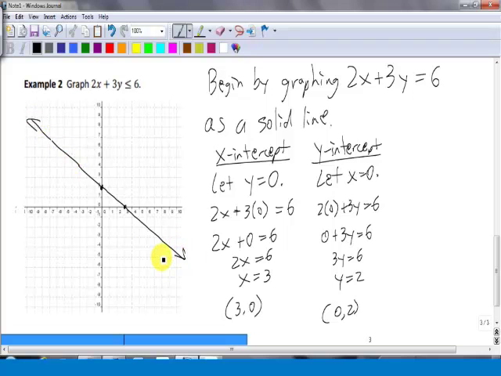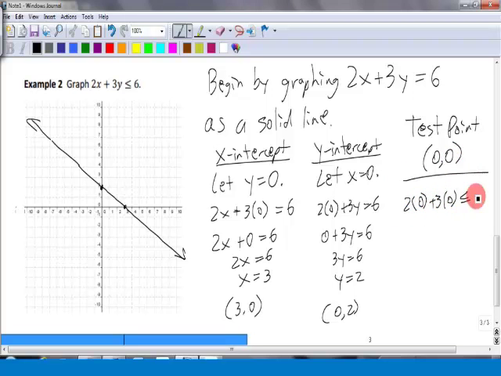Something like that. Solid line. In this case, the origin works nicely as the test point. You should feel free to use any point not on the line as a test point, but the origin is good here. Two times 0 plus 3 times 0 is less than or equal to 6. True or false?